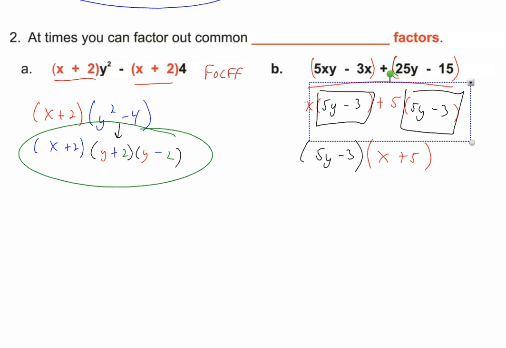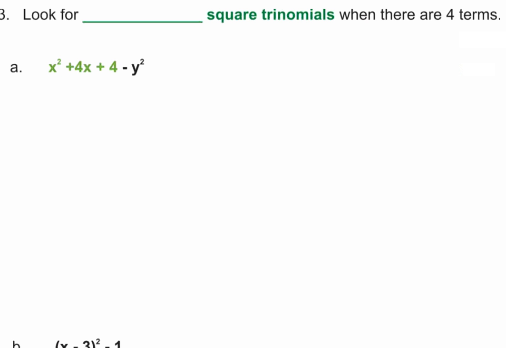Again, look, that's abstract. I know that's abstract. That's not something that pops out at you. So again, we're trying to show you the possibilities. All right, let's get to a couple other situations. Look for perfect square trinomials.